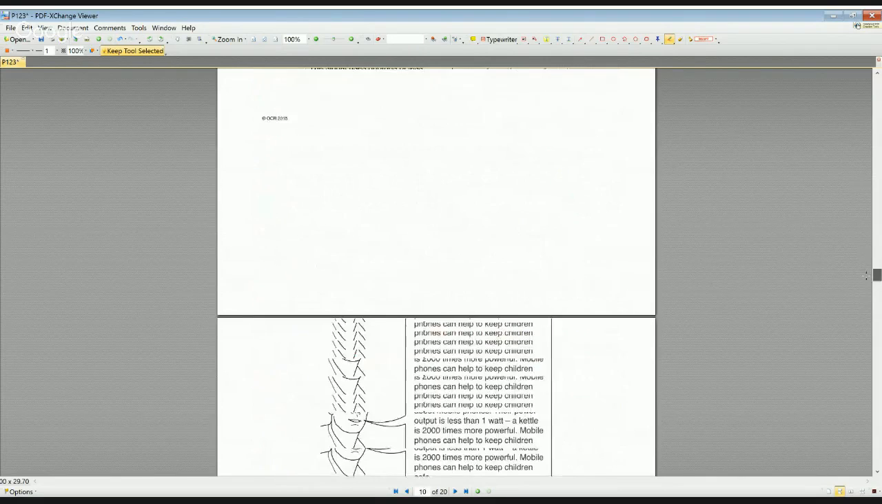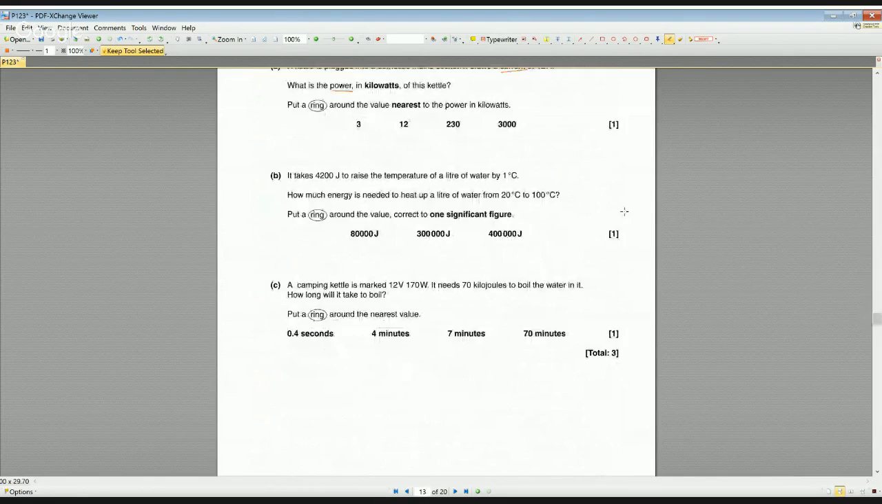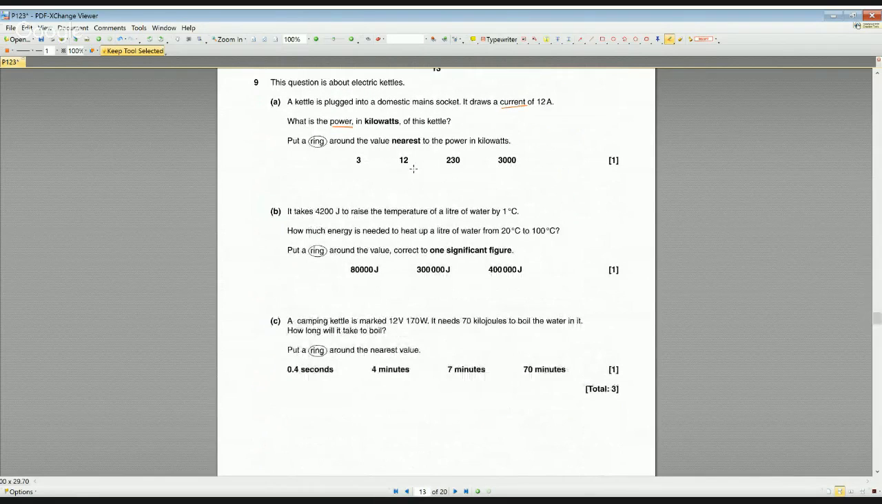Now, in that we've been given the current, we need to find the power, but we haven't been given the voltage. Well, the reason for that is because you are expected to know what the mains voltage is, and the mains voltage in the UK is 230 volts. So that's just a bit of information that you have to know for this exam.